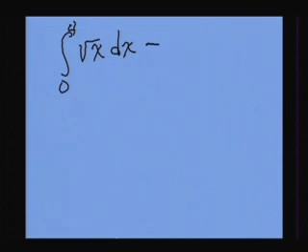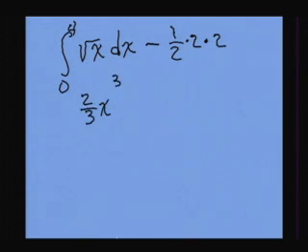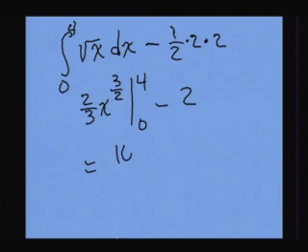And the area for a triangle is 1/2 base times height. So it's 1/2 times 2 times 2. 2 was the base, and 2 works out to be the height. So what we have then is 2/3 x to the 3/2 evaluated from 0 to 4 minus 1/2 of 2, of course, is 1, so 1 times 2 is 2. And yes, of course, when we work this out, you will get the same answer of 10/3 for the area of that region.